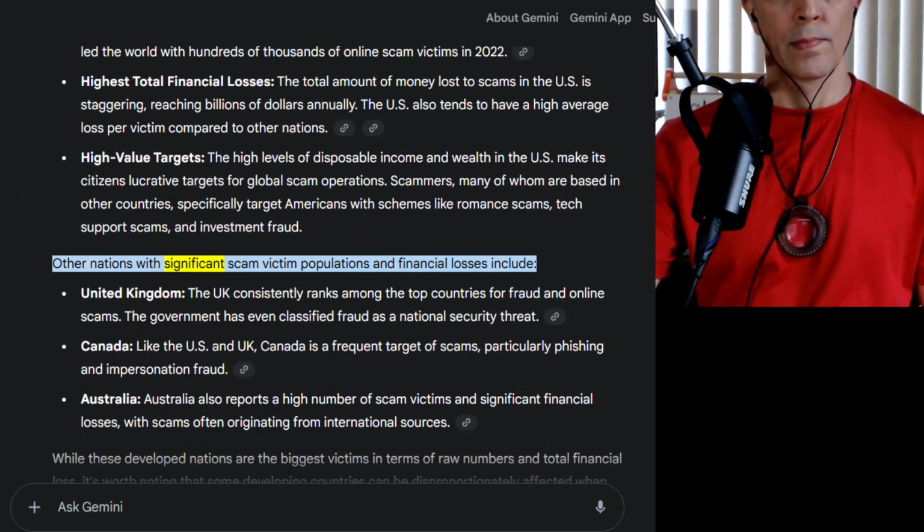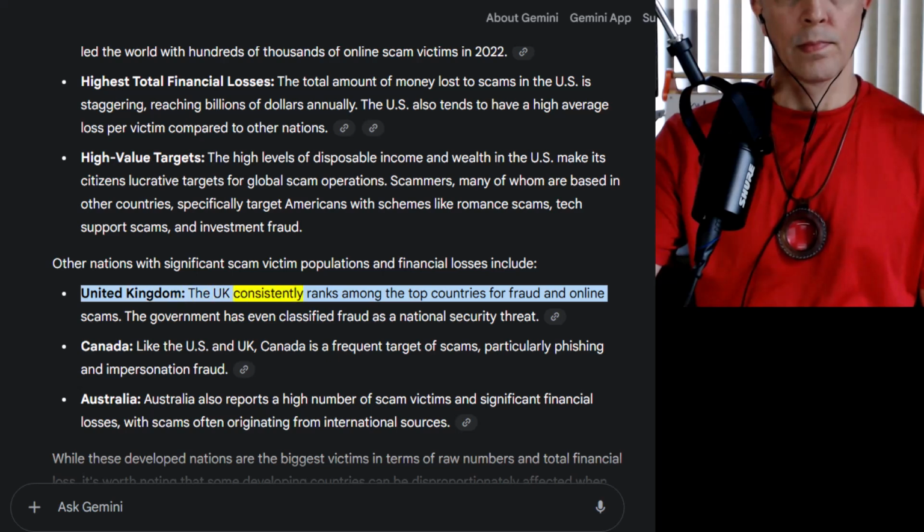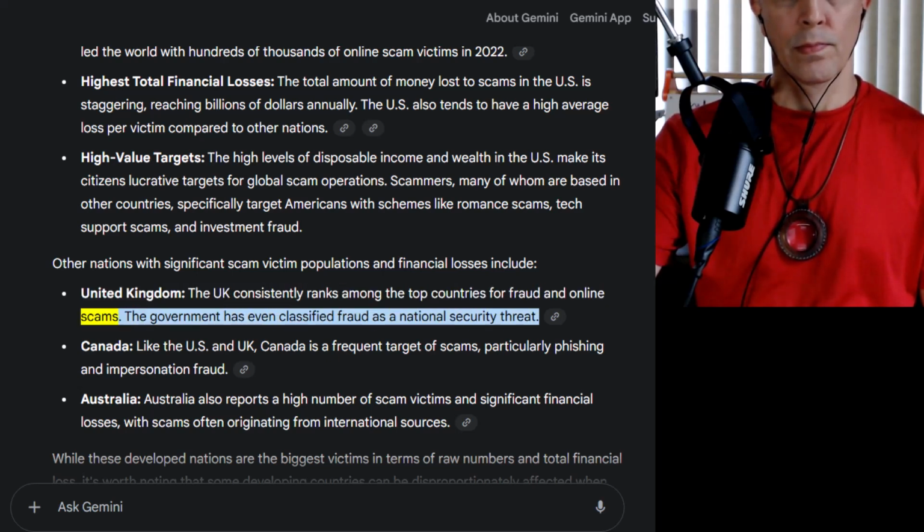Other nations with significant scam victim populations and financial losses include the United Kingdom. The UK consistently ranks among the top countries for fraud and online scams. The government has even classified fraud as a national security threat.